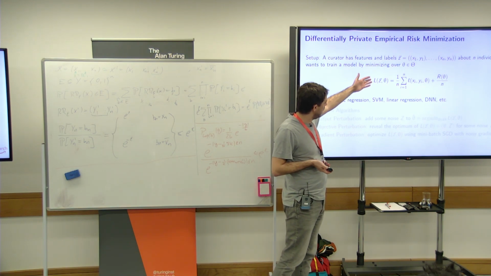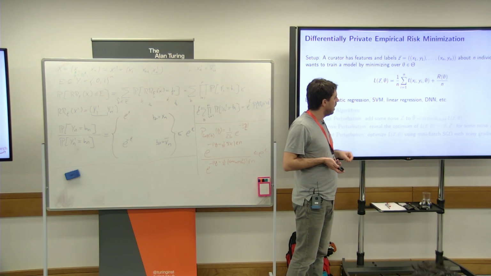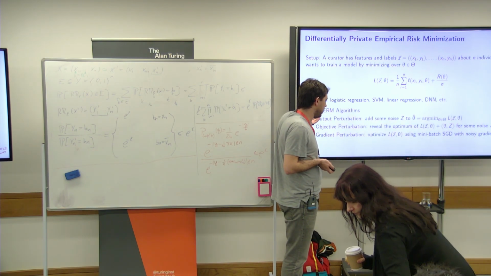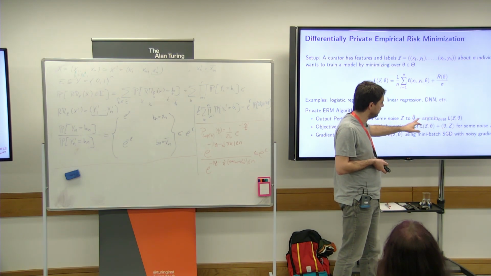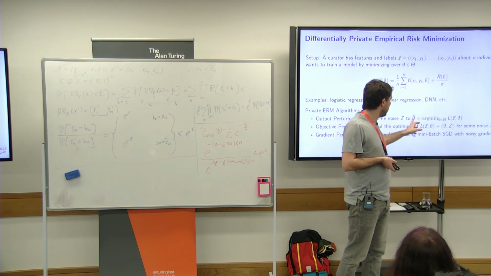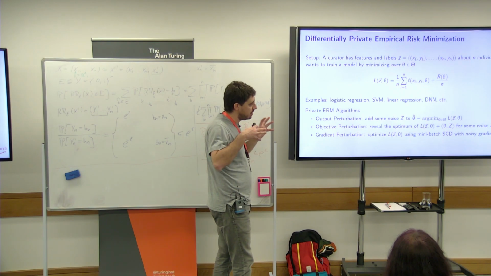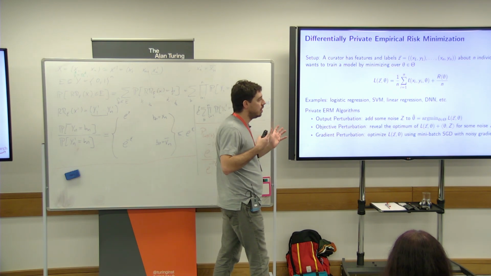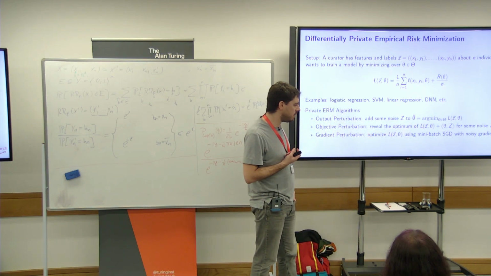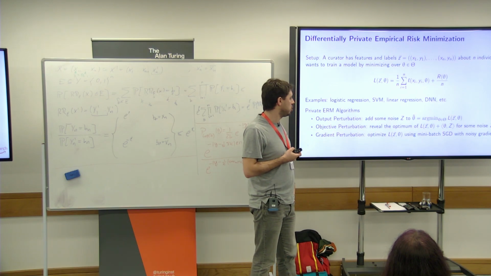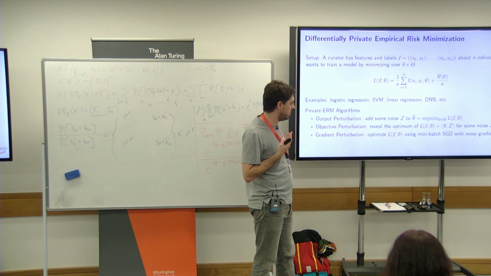If the goal is to output the minimizer, so we want to minimize this over theta, one way to make this private is to find the theta hat that minimizes this thing, and then do output perturbation, adding some noise to it. If I want to do this in a way that I can guarantee is differentially private, I'll need to look at the global sensitivity of this, and this can be very tricky sometimes. For this reason, people have come up with other ways to achieve differential privacy for empirical risk minimization.